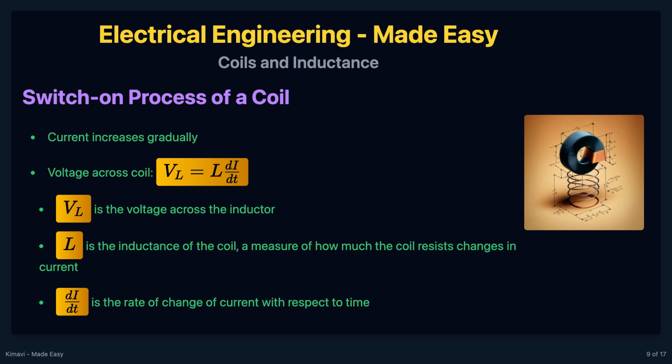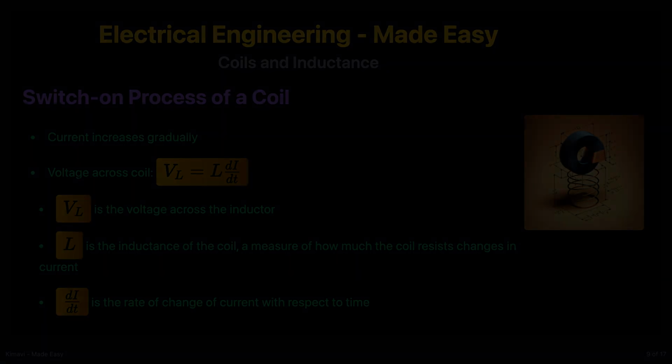When a voltage is applied to a coil, the current does not immediately reach its maximum value. Instead, it increases gradually due to the inductance. The voltage across the coil is given by the formula V_L equals L times di/dt, where i is the current through the coil.